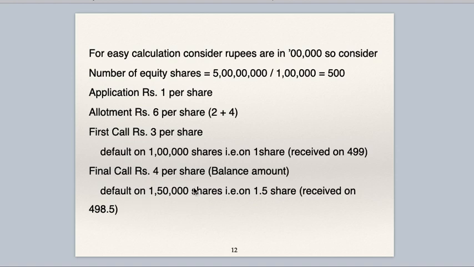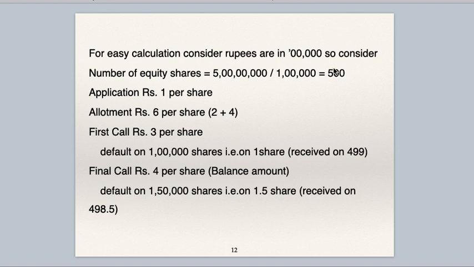They have not received final call on 1,50,000 shares. We are considering rupees in lakhs. So 1,50,000 divided by 1 lakh is 1.5. On 1.5 share they have not received final call. That means they have received on 500 minus 1.5. They have received only final call on 498.5 shares.